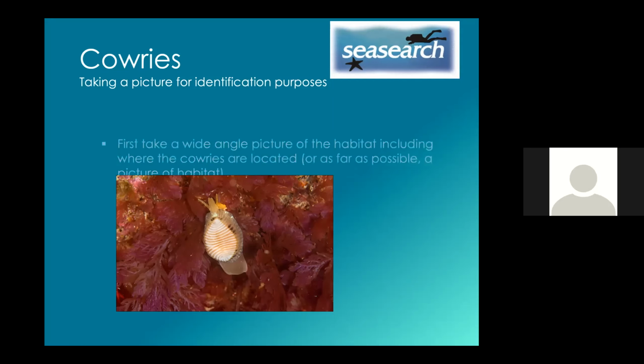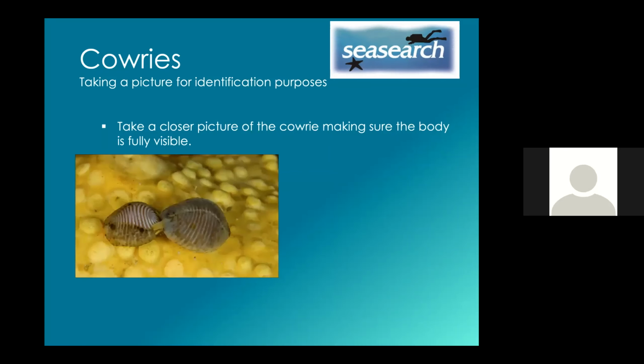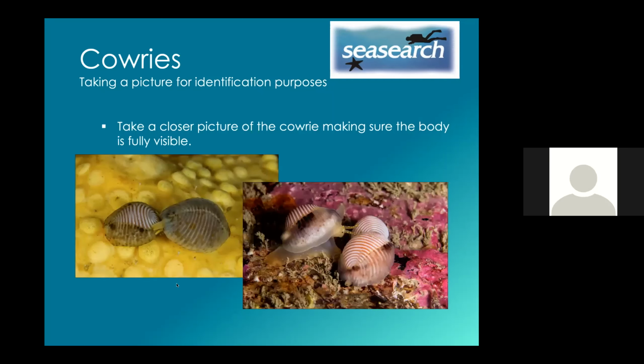The next picture that you should try to do is a closer picture of the cowrie. The most important thing is that the mantle is fully visible. So, for example, this is a lovely picture, but it doesn't tell us which species it is. We can't identify them, right? But if you look at the next picture here, you can see clearly the cowrie, and you can see these white spots. So that is a spotted cowrie.